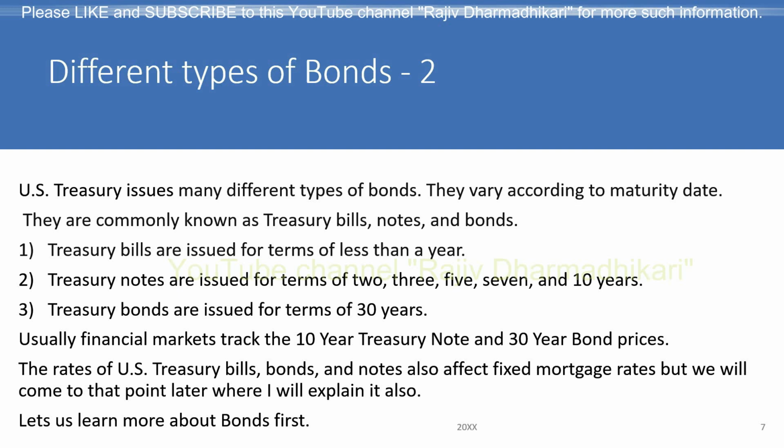Treasury bills are issued for terms of less than a year. Treasury notes are issued for terms of 2, 3, 5, 7, and 10 years. Treasury bonds are issued for terms of 30 years. Usually financial markets track the 10-year Treasury note and 30-year bond prices. The rates of U.S. Treasury bills, bonds, and notes also affect fixed mortgage rates, but we will come to that point later where I will explain it also. Let us learn more about bonds first.